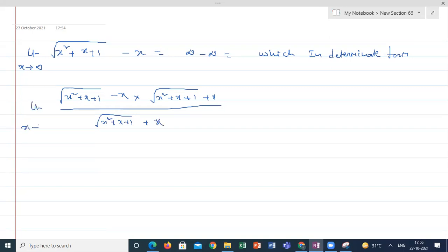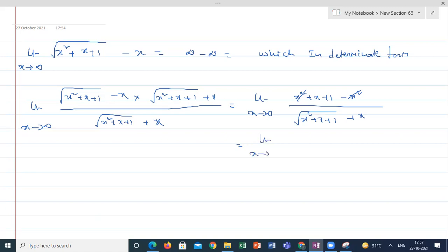Limit x tends to infinity. From here, the numerator will be reduced to x square plus x plus 1 minus x square, divided by root of x square plus x plus 1 plus x. So x square cancels. What is remaining here?